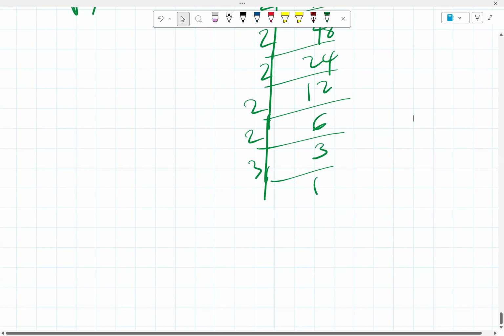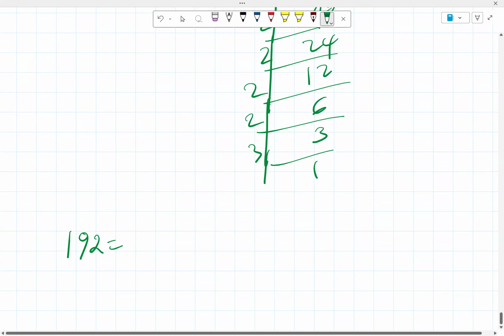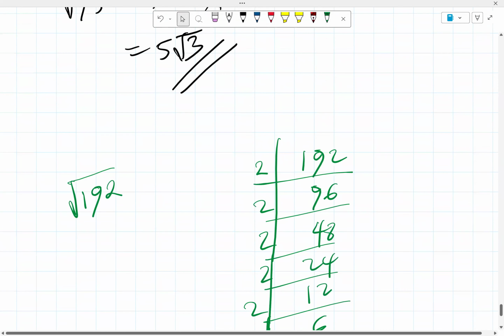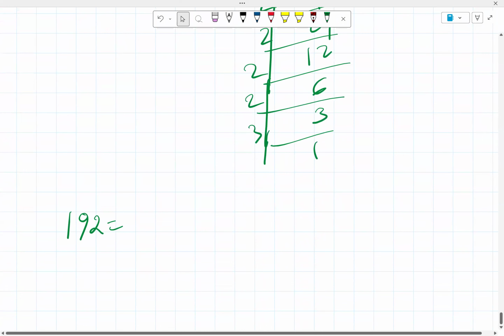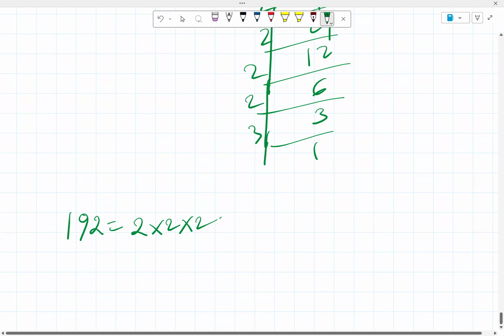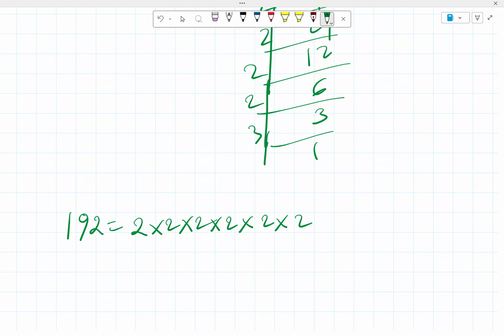So that means that 192 is equal to how many twos now? One, two, three, four, five, six. That's 64 times 3. Makes sense. So that's 2 times 2 times 2 times 2 times 2 times 2, times 3. That's 64 times 3. So since you are going by the way of square roots, we have 2 squared times 2 squared times 2 squared times 3.